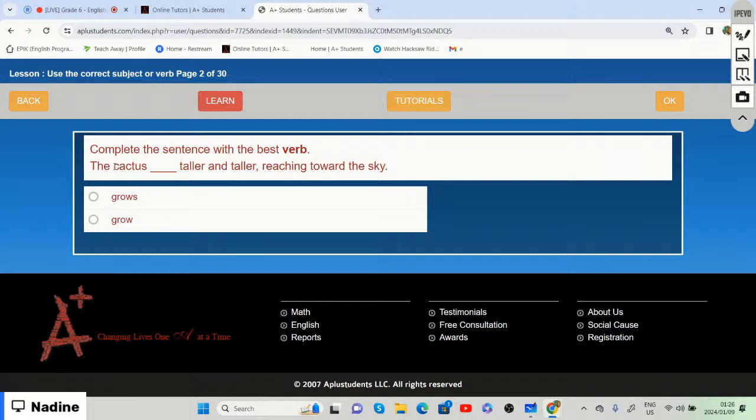The cactus, which is one cactus. Do we say the cactus grows taller and taller, reaching toward the sky, or the cactus grow taller and taller, reaching towards the sky? So the cactus is singular, right? Do we say the cactus grows or grow taller and taller, reaching towards the sky?